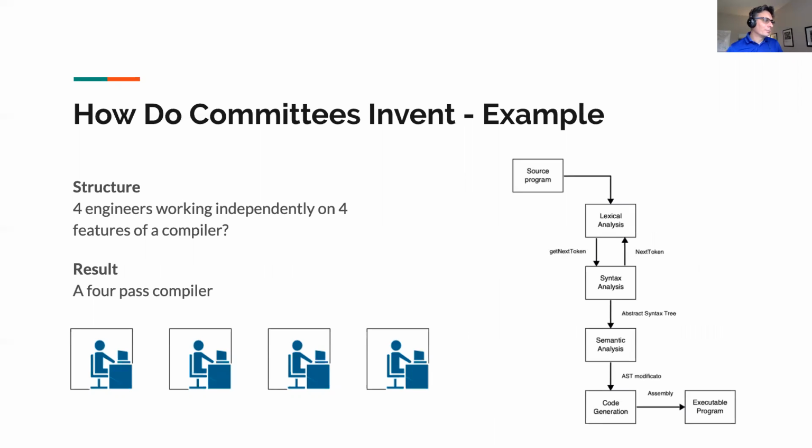Another classic example: maybe you have a team of four programmers, each one working independently on a feature for a compiler. You're almost certainly going to get a four-pass compiler, as each programmer sits down and says, okay, great, I'm going to pass through and do all the things I need to do for my feature. And then each one does this independently, so the software ends up working in those four independent phases.